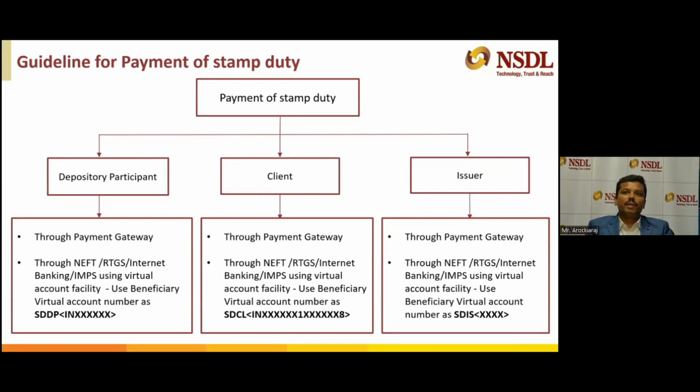The virtual account number for DPs is SDDP followed by the 8-digit DPID without any space. SDDP means stamp duty for depository participant. Similarly, the virtual account for clients is SDCL followed by the 16-digit DPID and client ID combination. And the virtual account number for issuers is SDIS followed by the 4-digit issuer code. Payments made through the virtual account number shall be considered as payment towards the stamp duty.